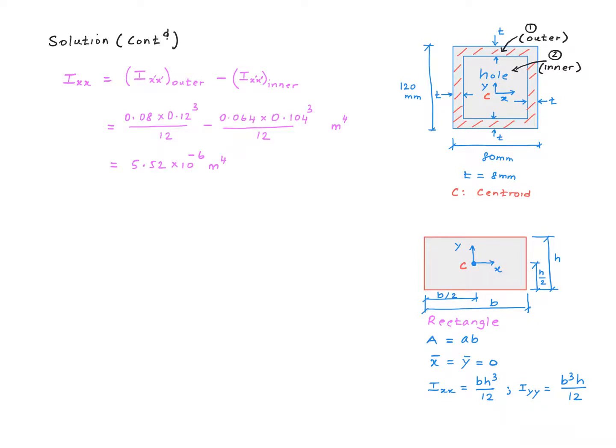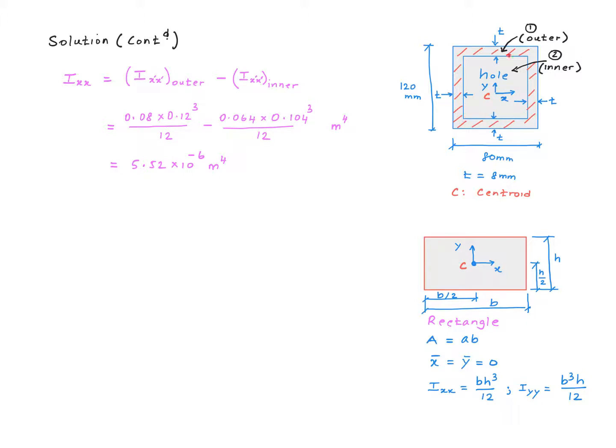I have chosen to use meter as my unit of choice for the linear dimension. So now, considering the outer area, the dimension parallel to the axis is 80 millimeters, which is 0.08 meters. The dimension perpendicular to the axis is 120 millimeters, which is 0.12 meters. So that's what I have over here, 0.08 times 0.12 cubed over 12.